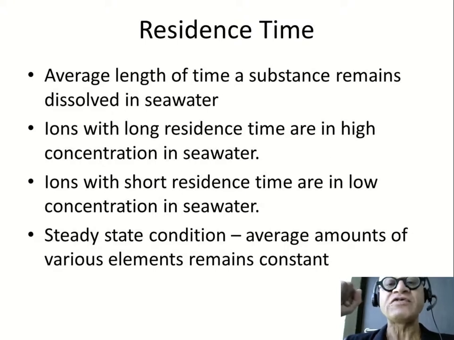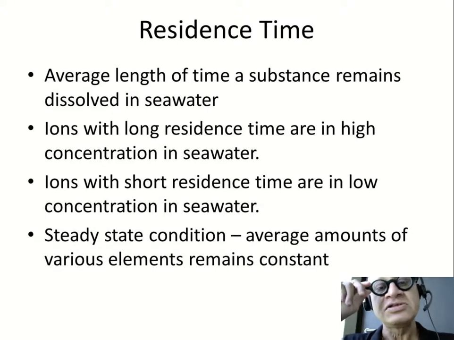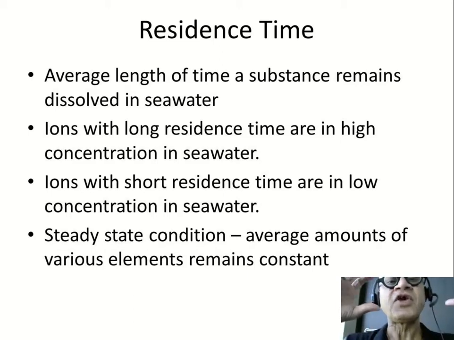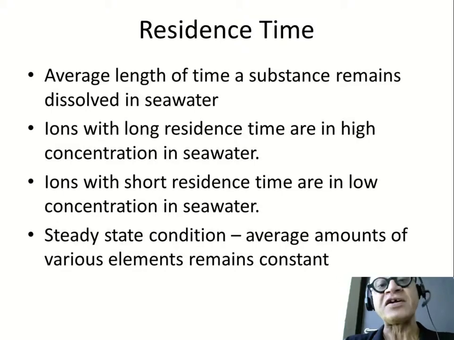How do we figure this out? This is the average length of time a substance remains dissolved in seawater. In this case, we're talking about the ocean. If you have a reservoir, which is, let's say, the ocean, then you take all the fluxes that are coming in, all the fluxes that are going out. If the system is in equilibrium, then you take the reservoir size, which is, let's say, amount of salt in tons, and divide it by the flux that's either coming in or going out.